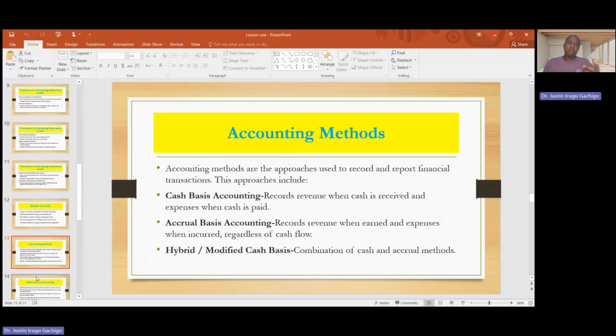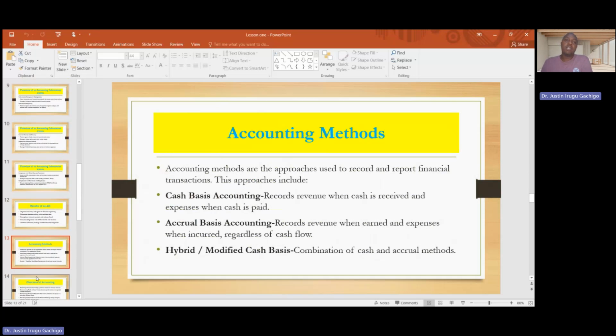So then we have the hybrid. This is a modified cash basis. So it's a combination of cash and accrual basis. Whether you receive cash, you record the revenue. Whether you receive revenue first before cash, you still record. And the expenses the same. If you incur an expense, if you have paid, you still capture. If you have not paid, you still capture it in the system. That is what it means.